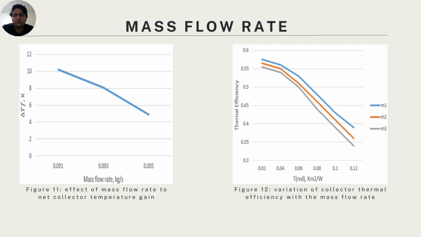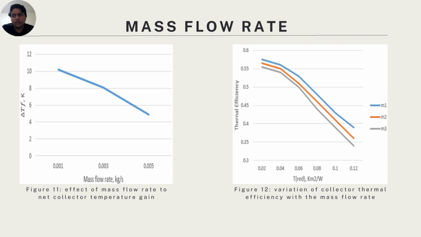The influence of mass flow rate on the collector net temperature gain is illustrated in figures 11 and 12. In this present study, mass flow rates of 0.001 kg per second, 0.003 kg per second, and 0.005 kg per second are used. Figure 11 shows that the change in fluid working temperature for 0.001 kg per second is highest compared to the other two. This is because, for a given inlet condition, the net temperature gain decreases significantly with an increase in mass flow rate.